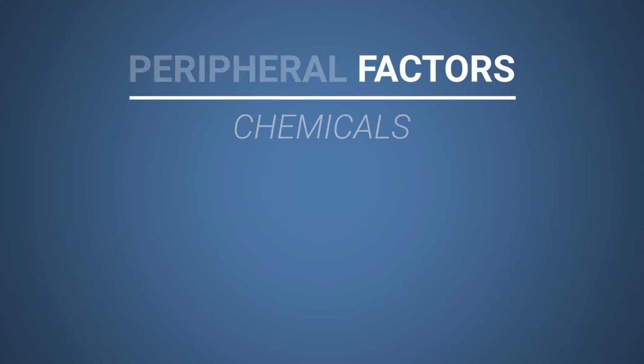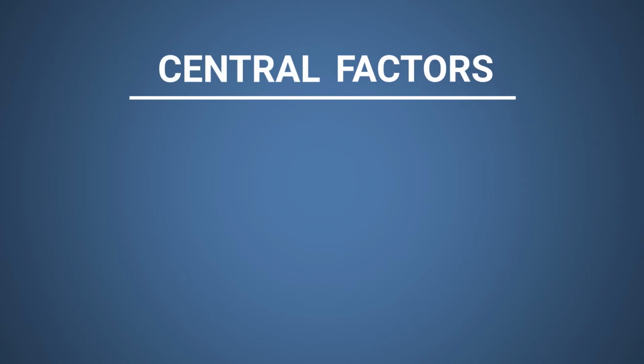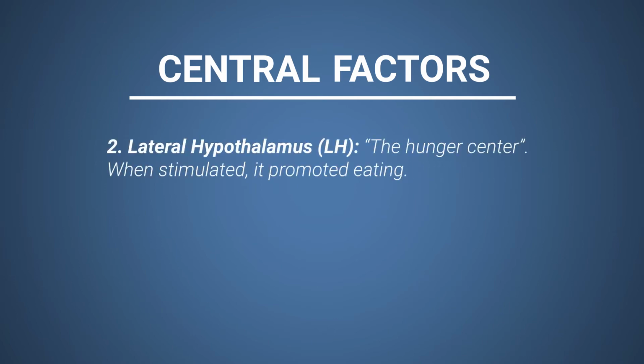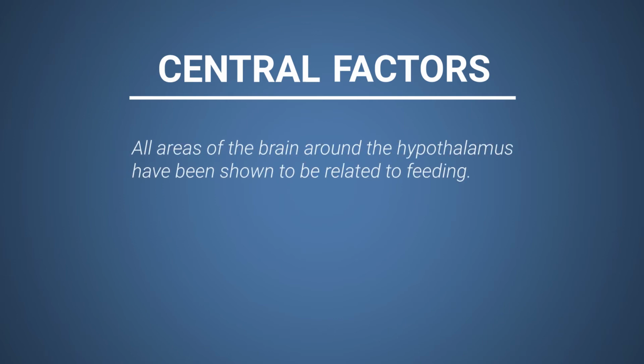Now let's move on to the central factors that affect satiety and hunger. The first is the ventromedial hypothalamus, or the VMH. The VMH has long been considered to be the satiety center. When this portion of the brain was stimulated in research, it inhibited eating. The next central factor is the lateral hypothalamus, or the LH. This is considered to be the hunger center. When it was stimulated in research, it promoted eating. However, it is important to note that all areas of the brain around the hypothalamus have been shown to be related to feeding.